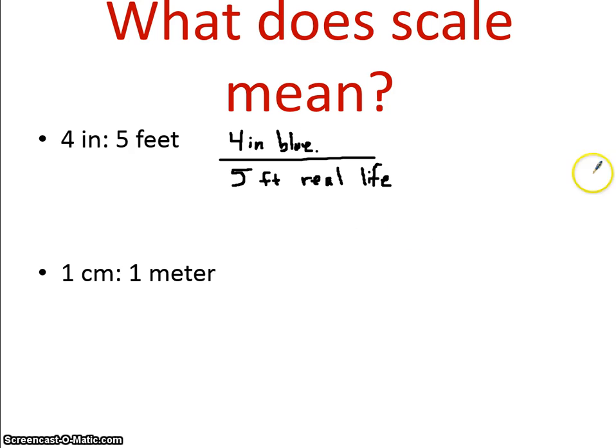Let's say that we have a different blueprint and it says that it's 1 centimeter to 1 meter. That would mean that if you measured a closet and it said that the closet door was 1 centimeter, you wouldn't make the real closet 1 centimeter. You would make the real closet 1 meter. So if it's 1 centimeter on the blueprint, then it's 1 meter in real life.